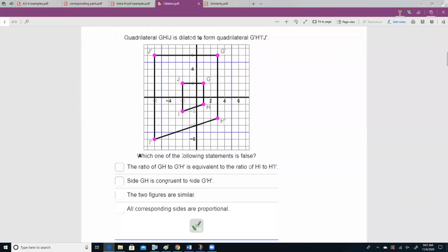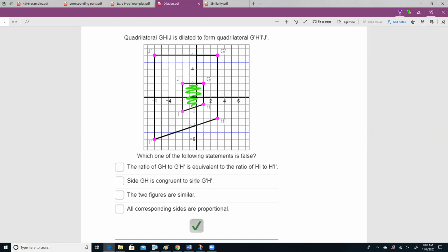Let's say we have the quadrilateral GHIJ, and it's dilated to form the quadrilateral G prime, H prime, I prime, J prime. So we started here at this little triangle, and we got, that's not a triangle, that's a trapezoid, I apologize. We started with a little trapezoid, we ended up with a big trapezoid. Now we want to find which of the following statements is false.